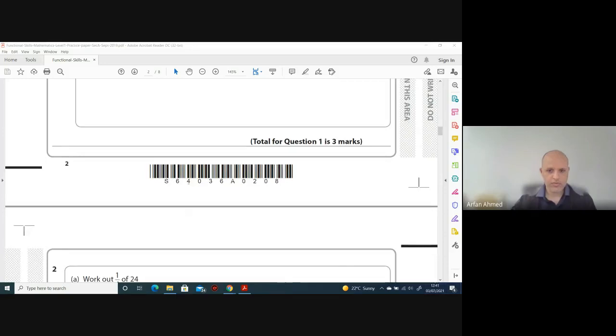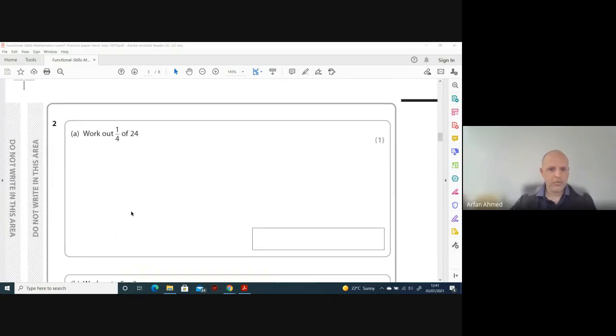Question 2. Work out a quarter of 24. There's loads of ways of doing these. Just 1 mark. You could do, without the calculator, it's the same as saying you divide by the bottom number, which in this case is a 4, so it's 24.